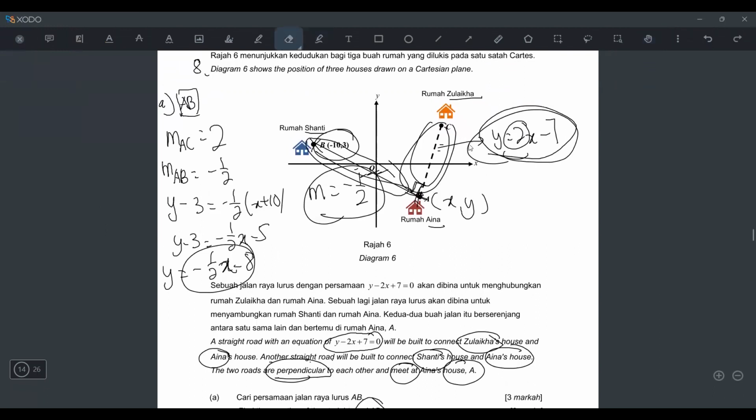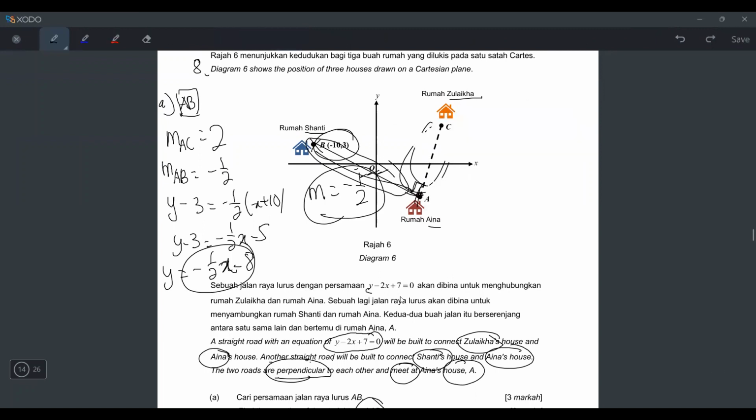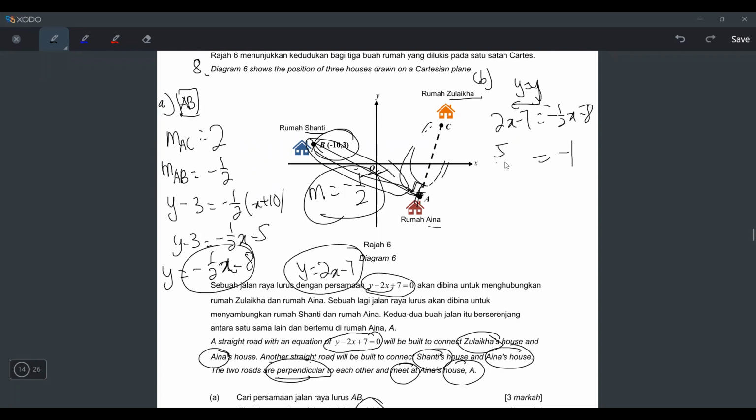Okay, I think I will erase here. So the equations that I have to combine are y equals 2x minus 7. So for B, I will do it here. What you do is you write y equals y, because they are both single unknown y already, and use the substitution method. So 2x minus 7 equals negative 1 over 2x minus 8. Now negative 8 plus 7 is negative 1. And then minus 1 over 2x becomes plus 1 over 2x. 2 plus 1 over 2 is 5 over 2x. And then x equals negative 2 over 5.